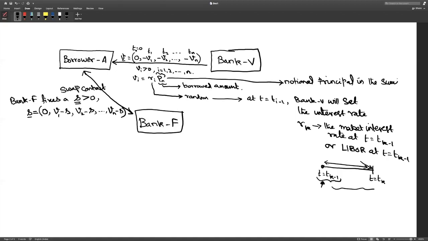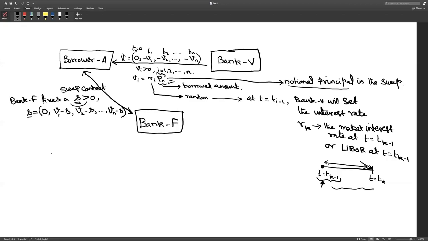Why is it called notional principal? Because Pn never comes into the swap explicitly. It means the borrower A and the bank F never exchange this principal Pn between themselves. It is only a reference to calculate this S, that's all. That is why the name notional principal is given. But between bank V and borrower A, this Pn is something real, because bank V lends Pn rupees to borrower A.